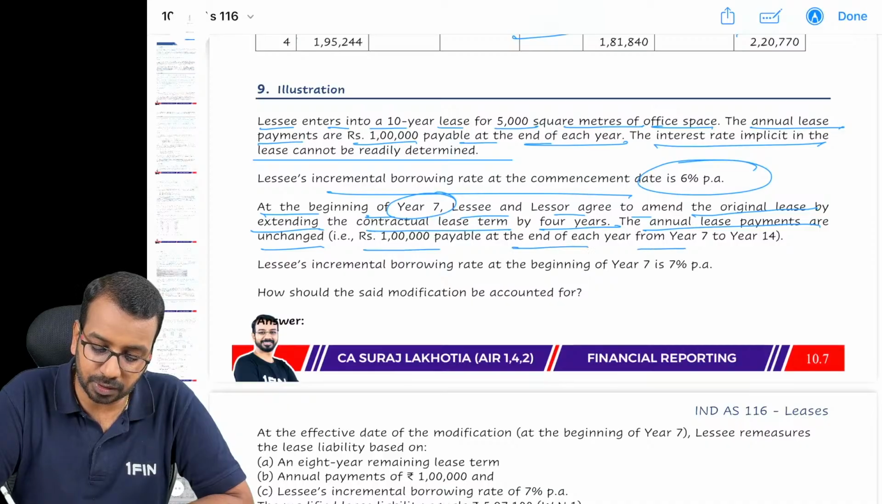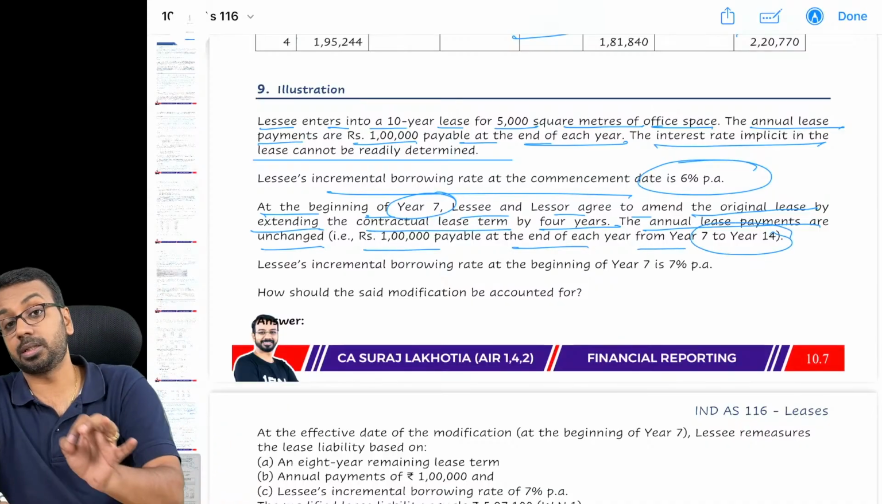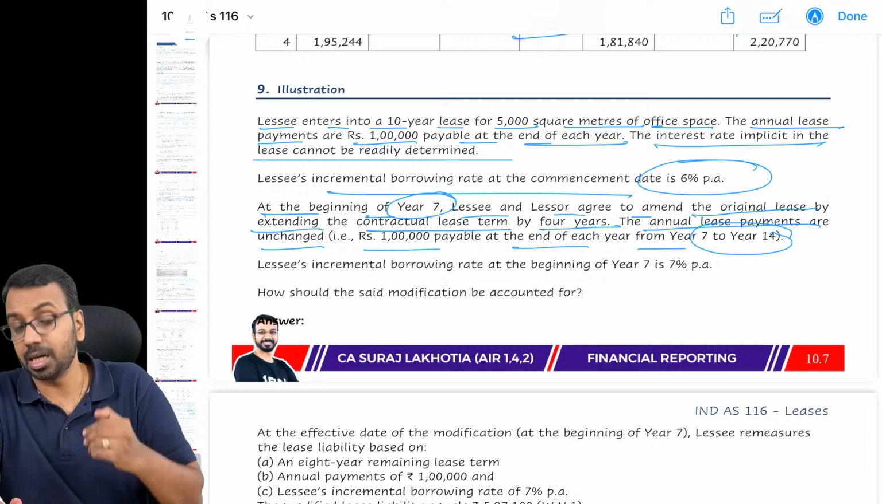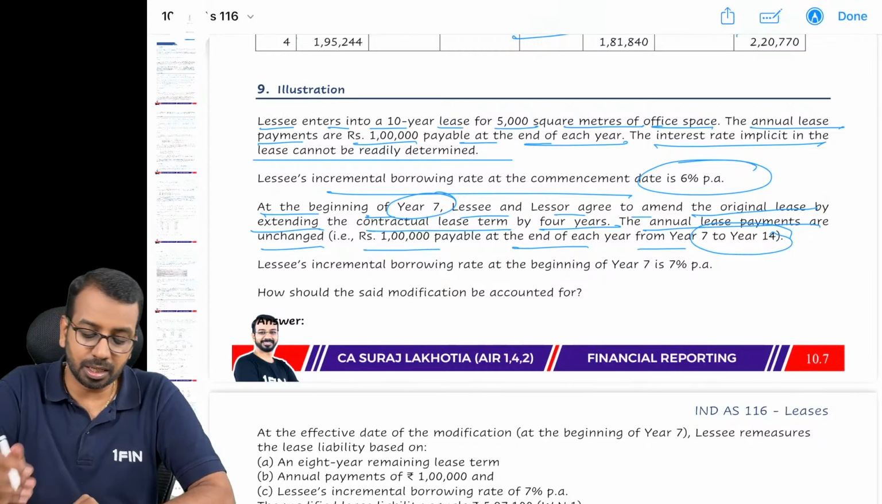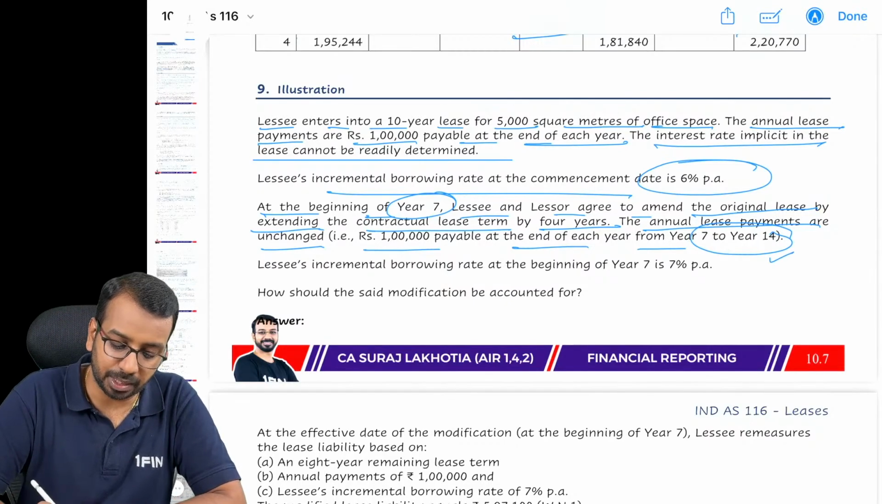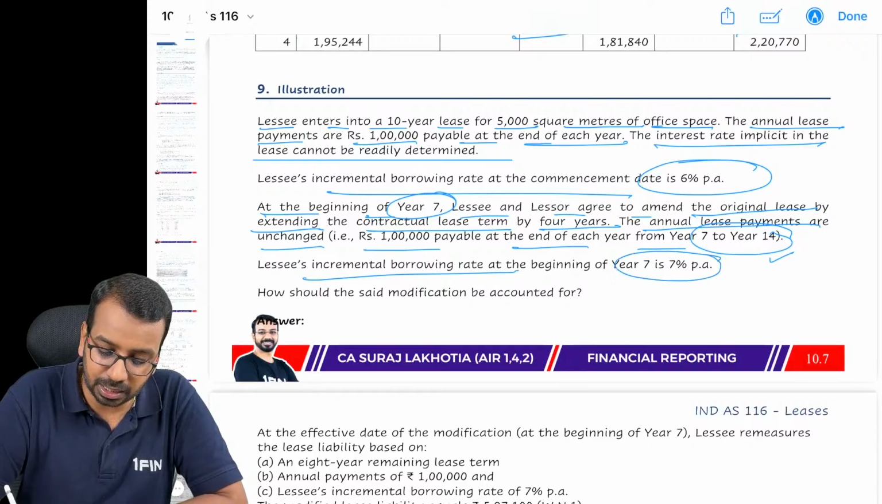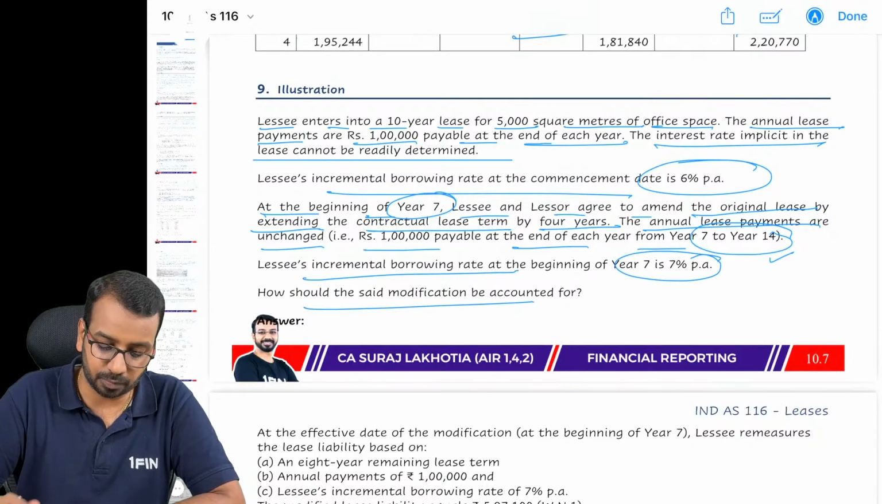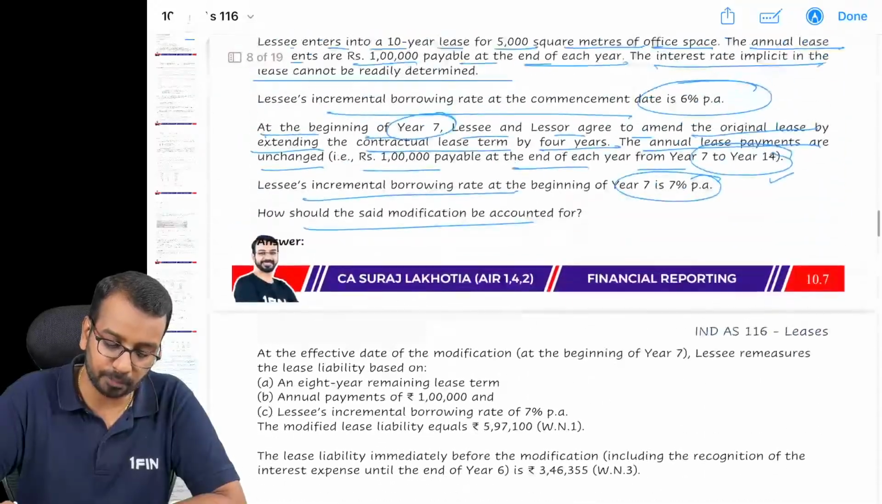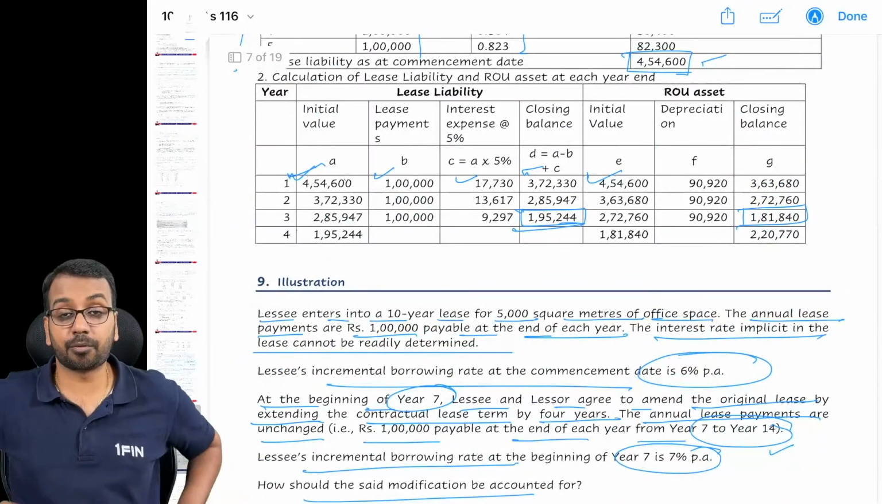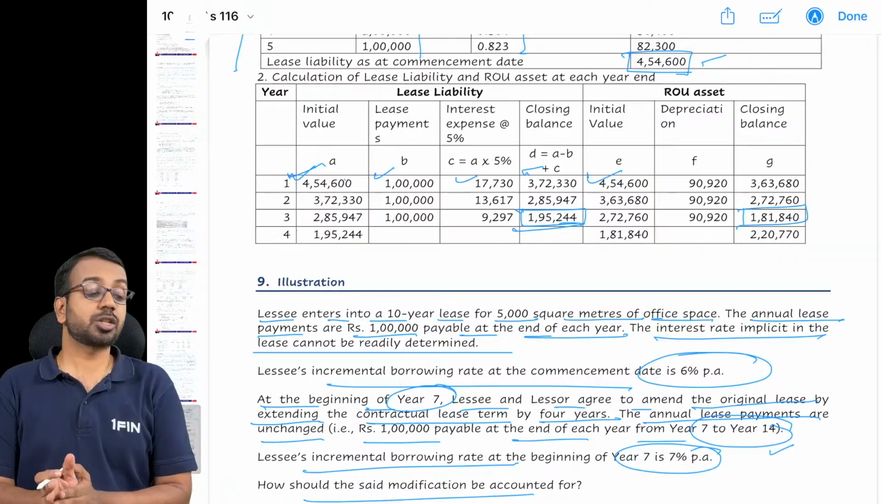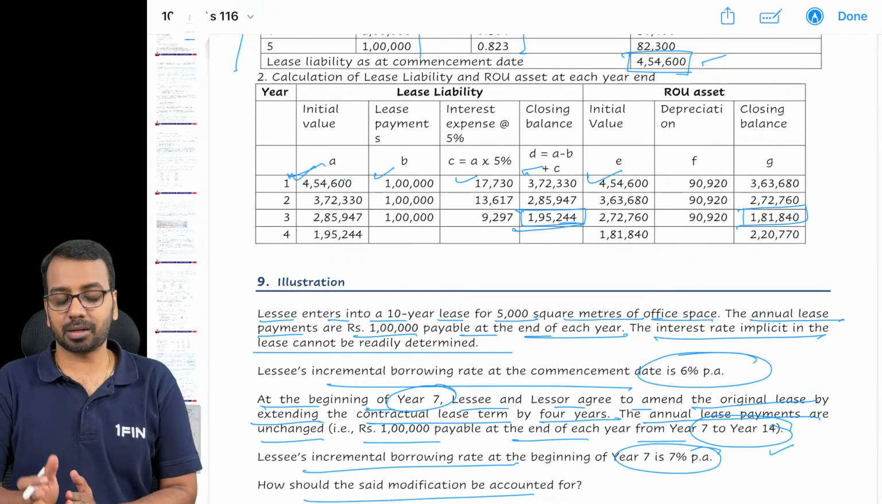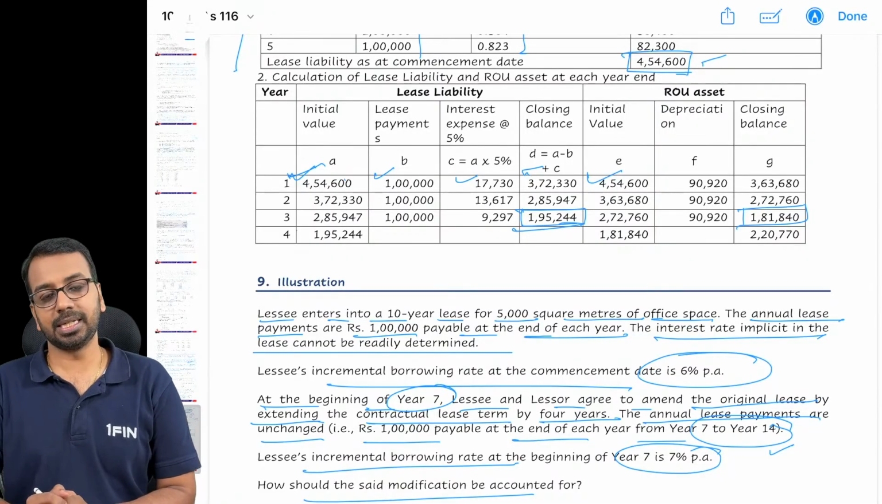1 lakh payable at the end of each year from 7 to 14. So term has increased. What has increased? Term has increased and there is no change in the payment. Incremental borrowing rate at the beginning of year 7 is 7%. How should the modification be accounted for? So first, whenever you get these types of questions, first thing is based on our original payment. Based on our original payment, what is the lease liability?